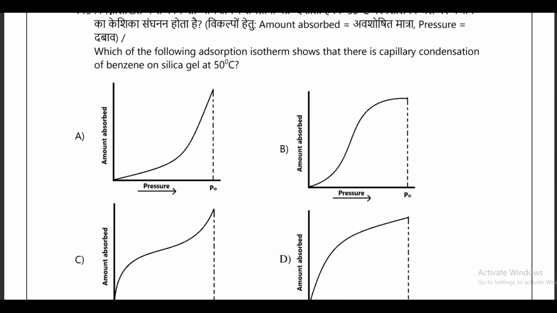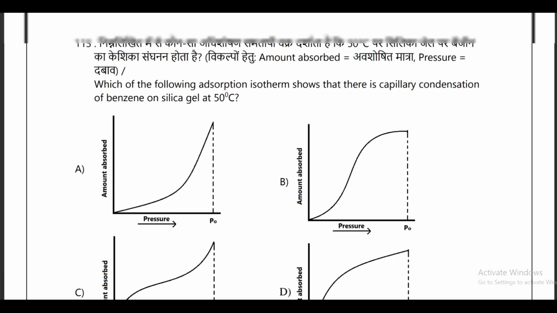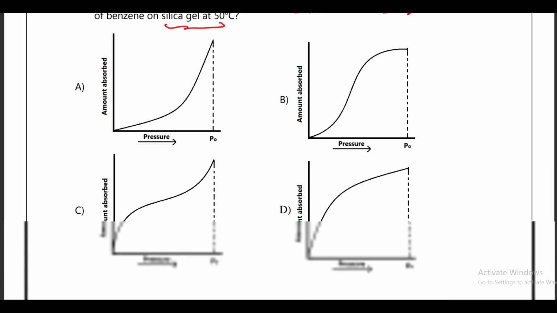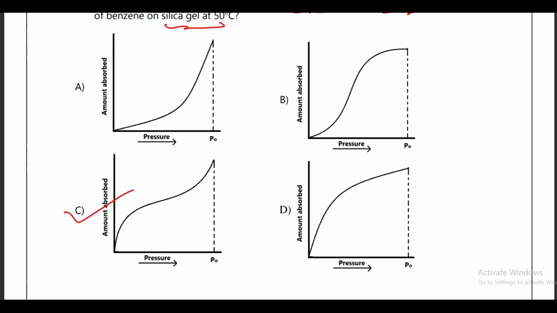In the next question, which of the following adsorption isotherms shows that there is a capillary condensation of benzene on silica gel at 50 degrees Celsius? So they are providing you these four graphs, okay? And out of these your correct answer is C option, okay? C option. So this is a type 4 adsorption isotherm.